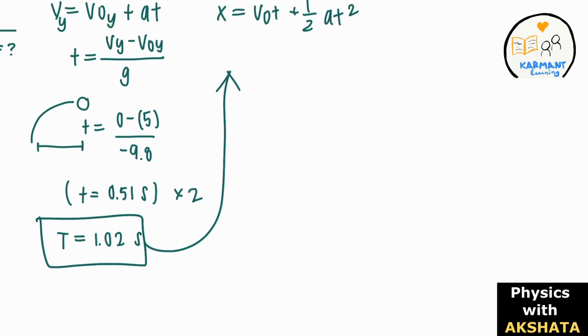Now that we know the total time it spends in the air, we can use this to solve for our x displacement. So make sure that this equation is entirely in the x direction. So we want to convert everything. So x would equal v0x times t. And since there's no acceleration in the x direction, this is our final equation. But there is still one more step. We have to solve for the x direction velocity.